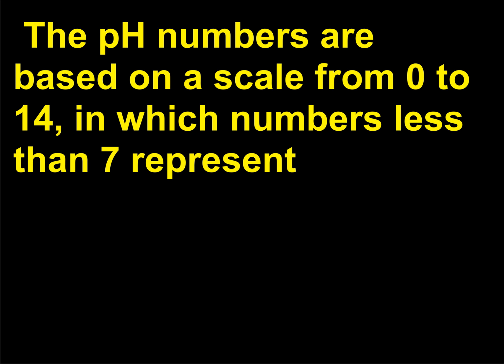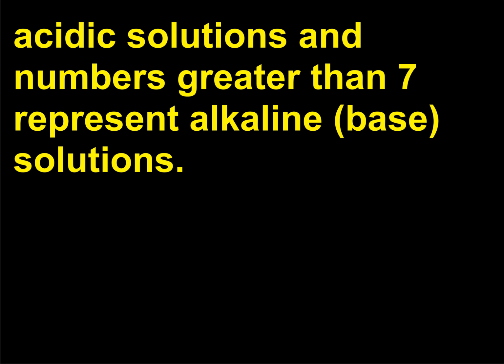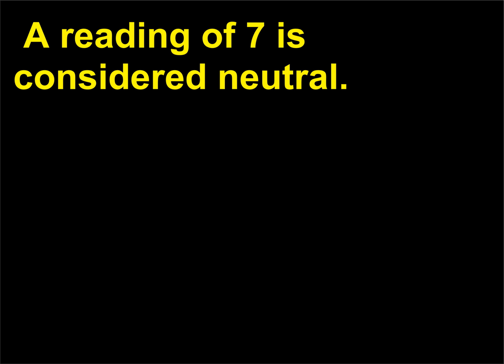The pH numbers are based on a scale from 0 to 14, in which numbers less than 7 represent acidic solutions and numbers greater than 7 represent alkaline, or base, solutions. A reading of 7 is considered neutral.